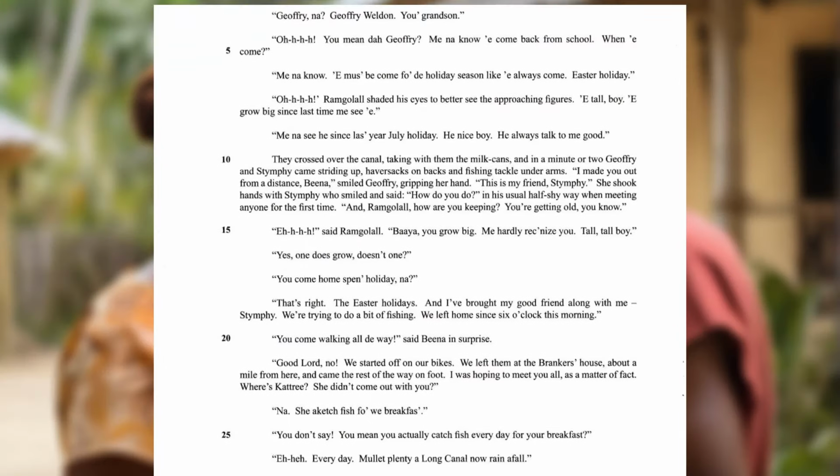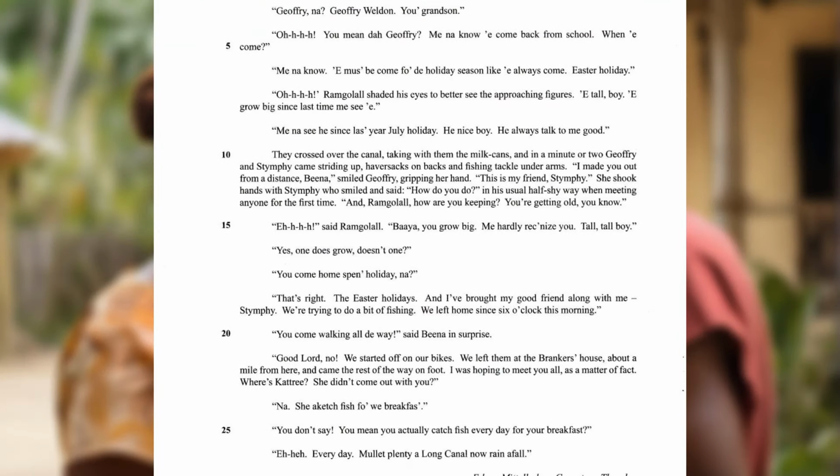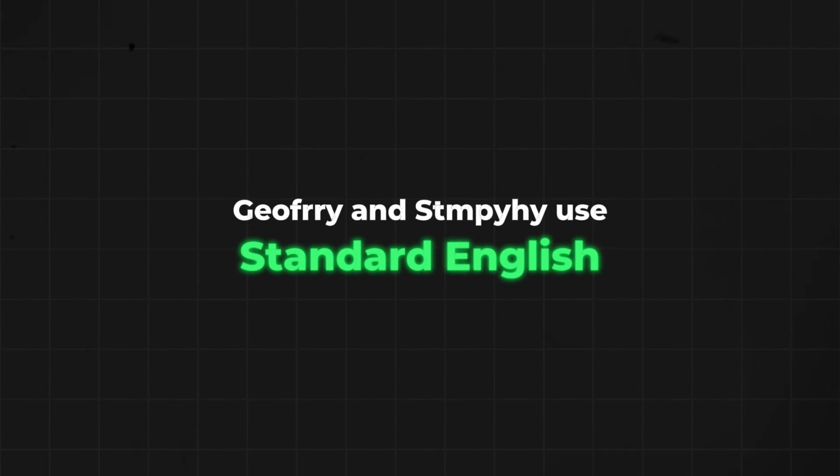Bina and Ramgalal use Trinidadian Creole, evident by the use of adjective reduplication, for example, tall, tall boy, and the constant omission of voiced consonants such as saying spen instead of spend. On the other hand, we see that Jeffrey and Stimpy use Standard English.